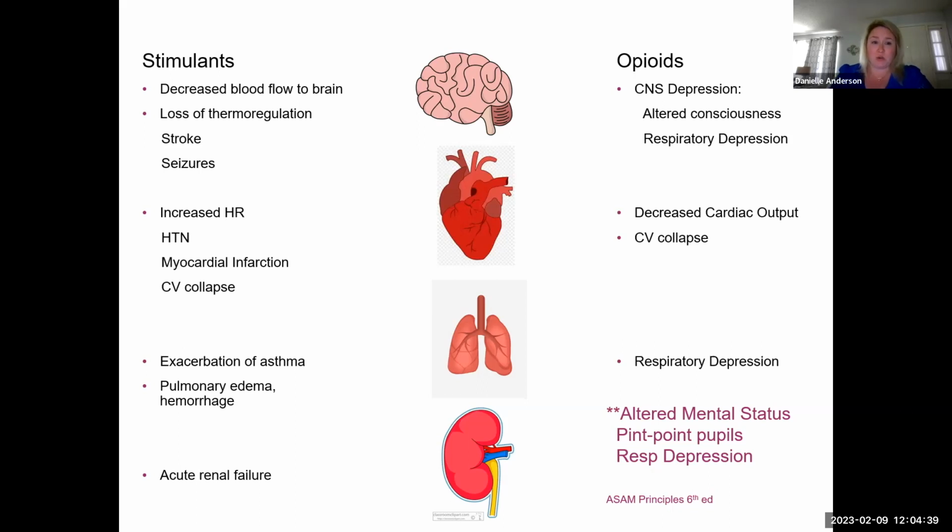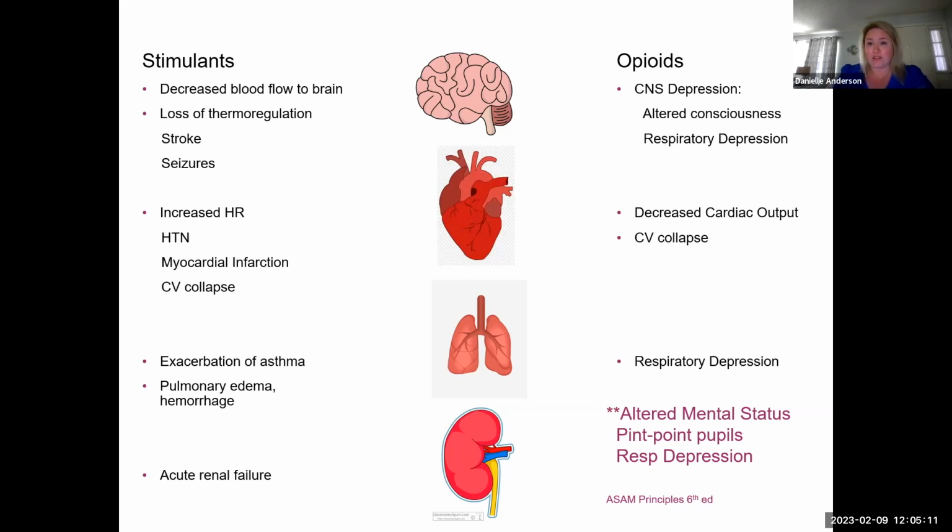So stimulants are going to cause decreased blood flow to the brain, and then loss of thermoregulation, like we talked about, hyperthermia, inability to cool the body down, stroke, and seizures. In the heart, we're going to have increased heart rate, high blood pressure, possible heart attack, and cardiovascular collapse. We may see in the lungs an exacerbation of asthma, pulmonary edema, or hemorrhage, and we could also see acute renal failure.